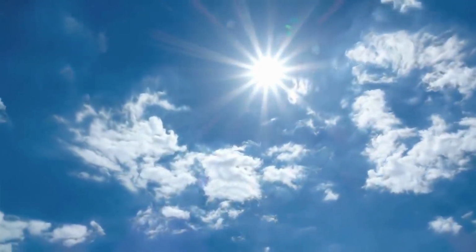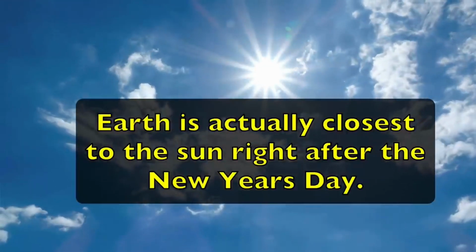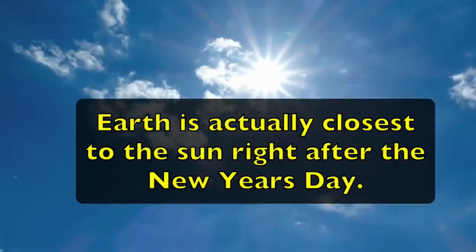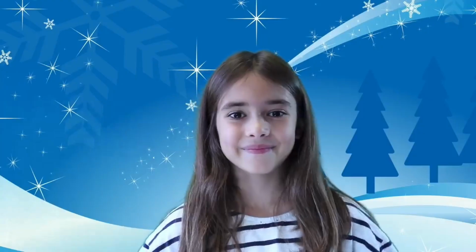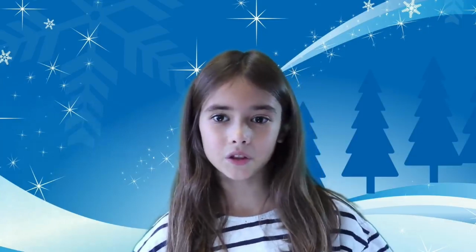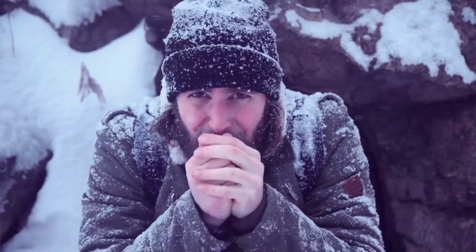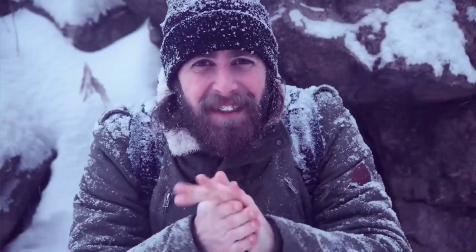But did you know that the Earth is actually closest to the Sun right after New Year's Day? It is the closest to the sun between January 3rd and January 5th. And even though it's the closest to the Sun then, it doesn't feel warm because the Earth is actually tilted away from the Sun at that time.